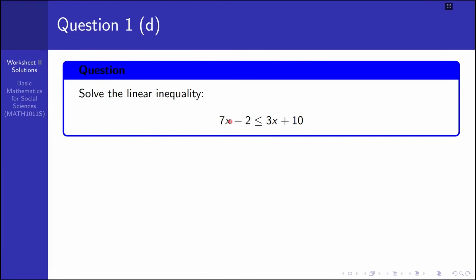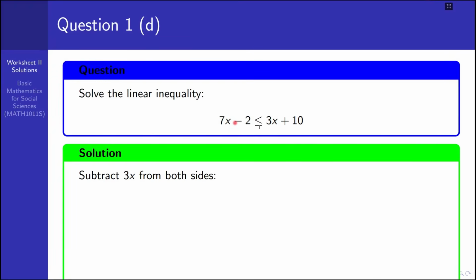Next, 7x minus 2 less than or equal to 3x plus 10. Therefore, again, in order to solve this one, we have to collect the variables to the left side of the inequality and the real numbers to the right side, so that we can subtract, for example, 3x from both sides of this inequality, just to bring this one to the left side, and we have to add 2 to both sides of this one, just to take minus 2 to the right side.